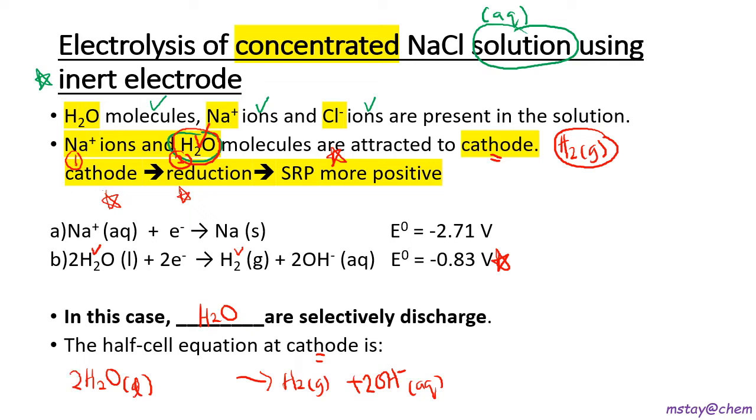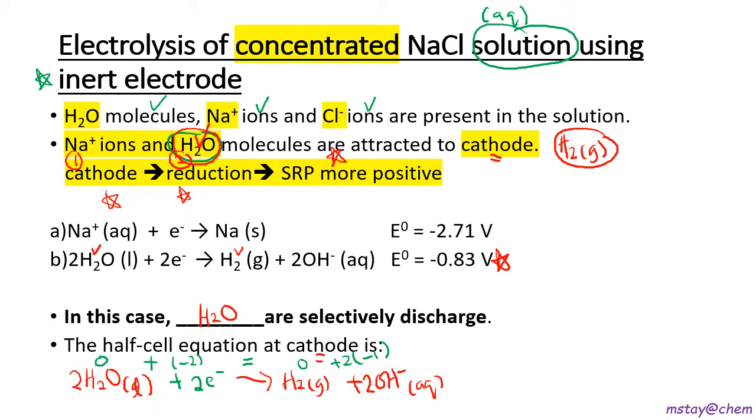Next we are going to balance the charge. The total charge at the left hand side at this moment is 0, while for the right hand side it is 0 plus 2 times negative 1, which is negative 2. So we know that we need to add electrons at the left hand side. How many electrons do we need to add? We need to add 2 electrons, so that here it is also negative 2. Both the left hand side and right hand side charges are balanced.